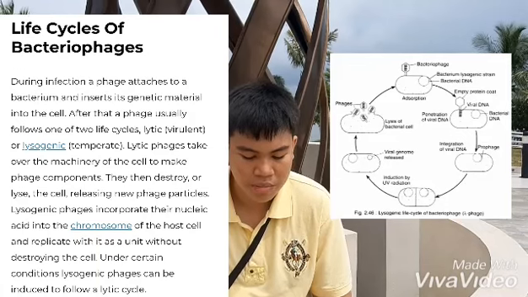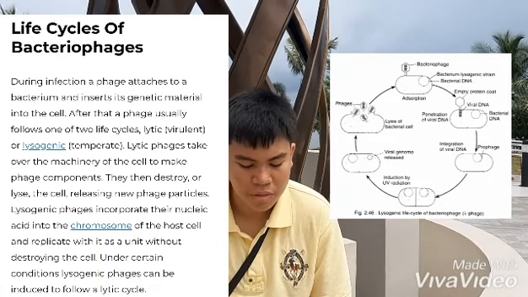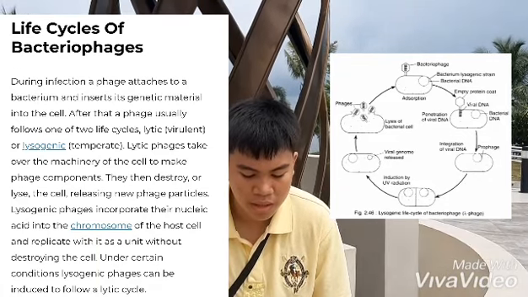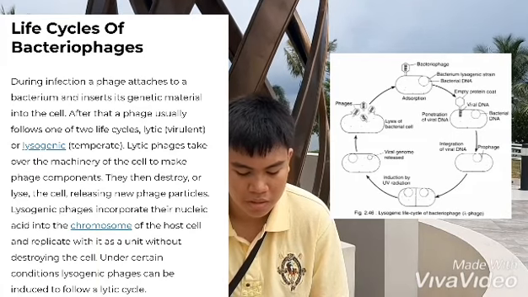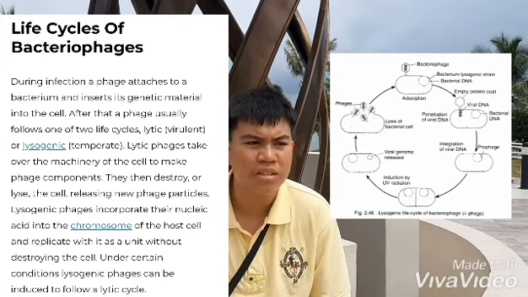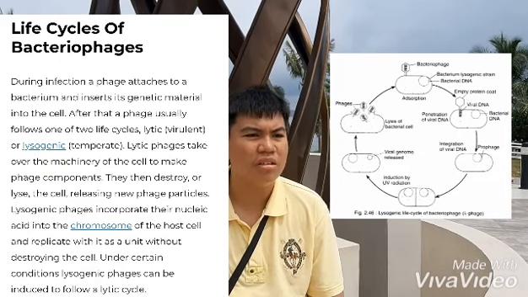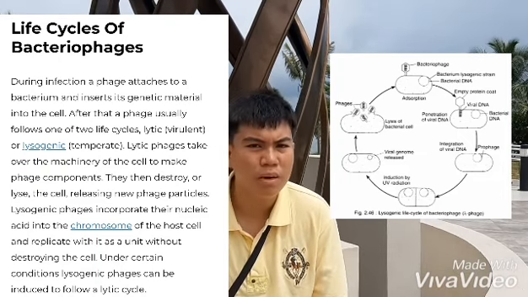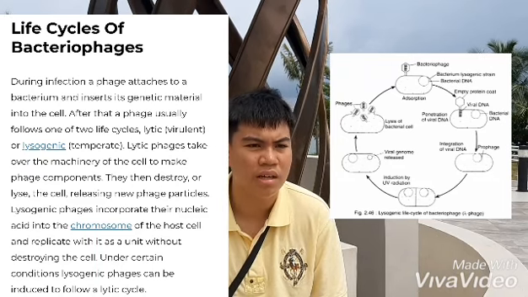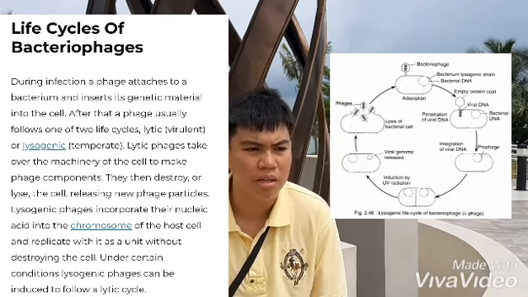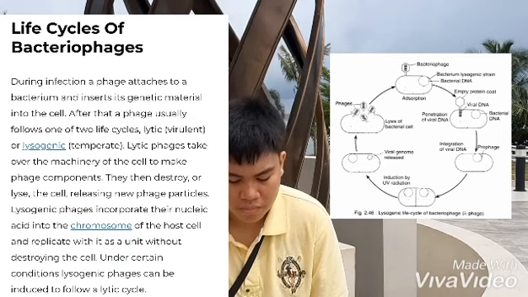Lytic phages take over the machinery of the cell to make phage components. They then destroy or lyse the cell, releasing new phage particles. So basically, after injecting the genetic material inside the cell, that genetic material will grow to become a new bacteriophage and burst out of the cell, eating what's left of its dead body or the remains of it.